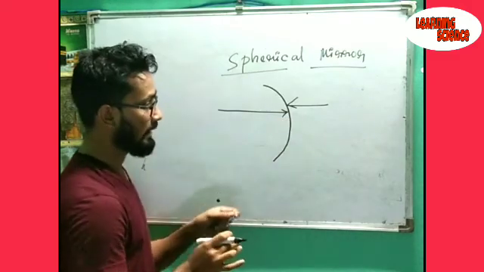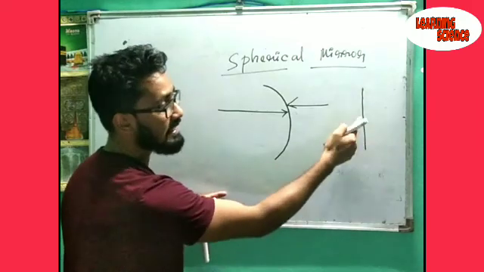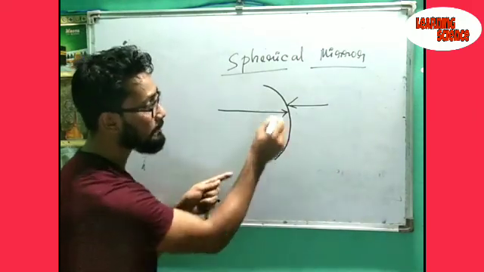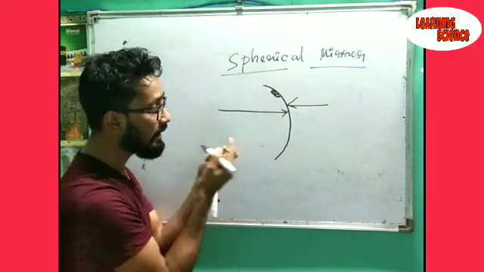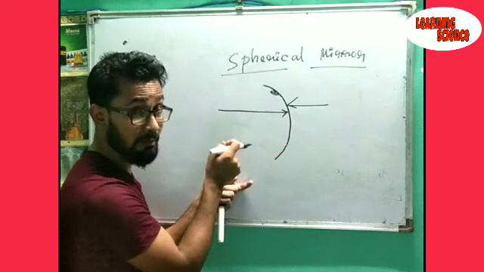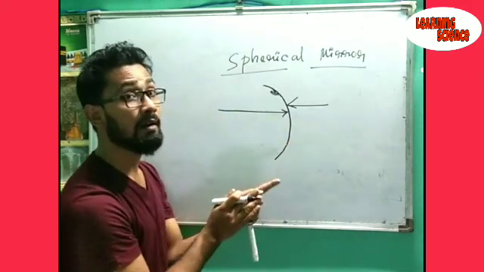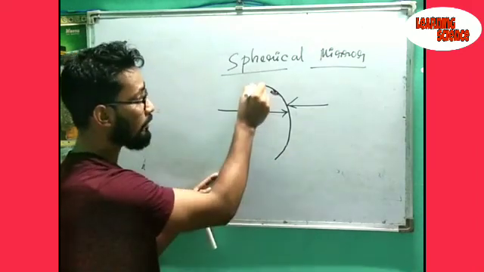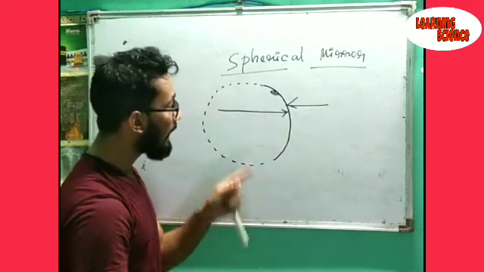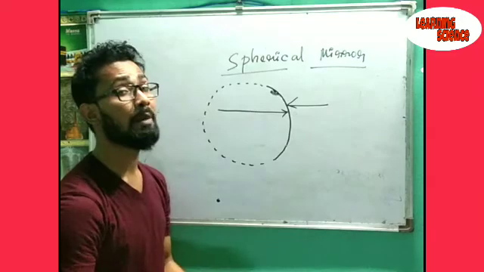Spherical mirrors are what? This surface. When I'm talking about a plane mirror, the reflecting surface is plane. But in the case of a spherical mirror, this part is the reflecting surface. When I'm seeing the inner part of the spoon, the inner part is acting as a reflecting surface. But when I'm seeing the outer part, the outer part is acting as a mirror. If I complete the diagram, I will see that this reflecting surface is a part of a sphere.